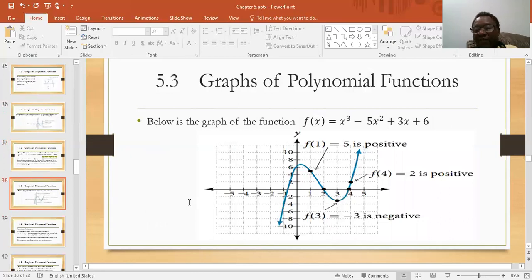The graph here is obtained from a graphing device, and we can identify what we are talking about. Between 1 and 3, we have a zero at 2. And between 3 and 4, we have a zero at a point which is kind of close to 4, but not really at 4.